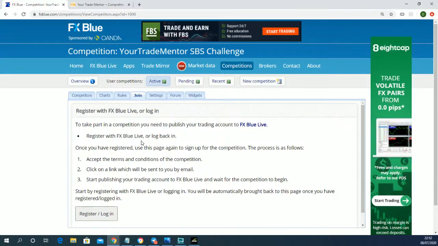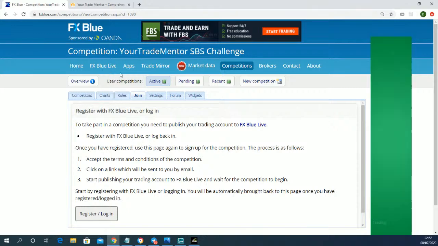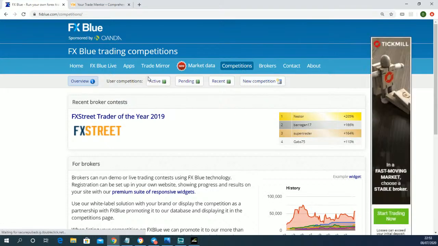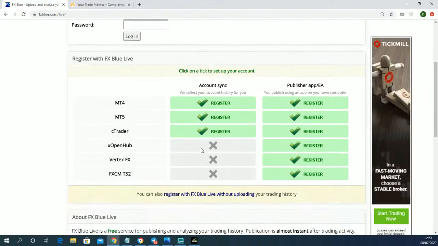All right. Okay, you have Oanda, not MT4. Oanda. Okay, do they have Oanda there? Let me check. All right, let's go to FS Blue Live. Oanda. I'm not sure whether they have. Is Oanda the trading platform itself? I think these are the only platforms they can sync to.